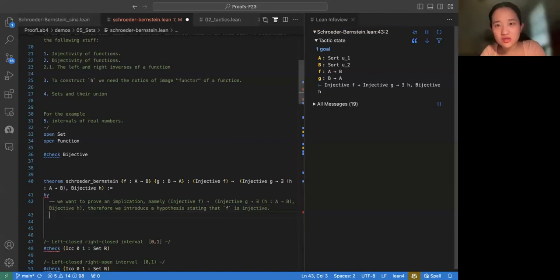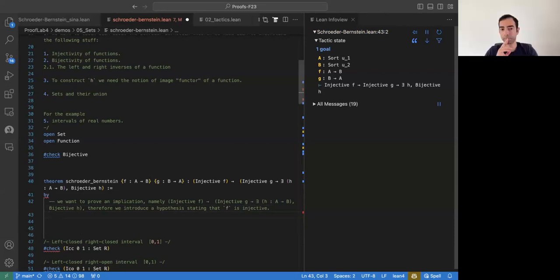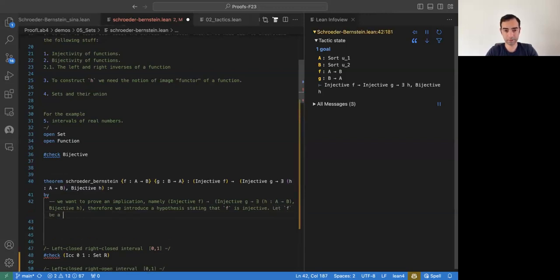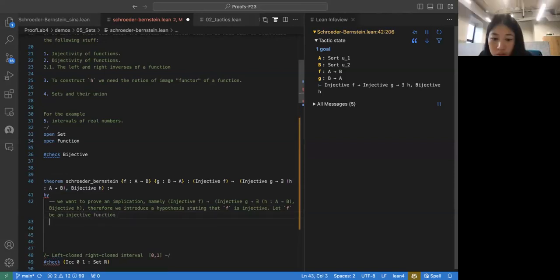Do you start with the constructor or? So constructor is for introducing a conjunction, right? Or trying to prove a conjunction. But here we are trying to prove an implication. There is something else. I'm essentially saying that let f be an injective function, right? We are trying to say let f be an injection. Would you use intro? Exactly.